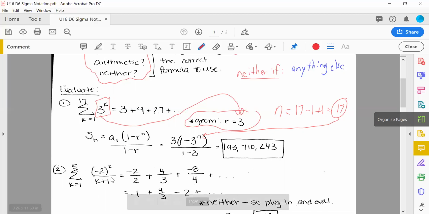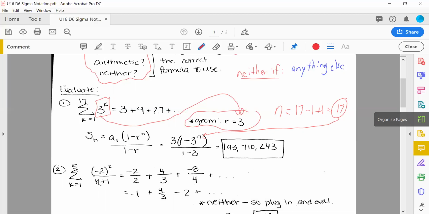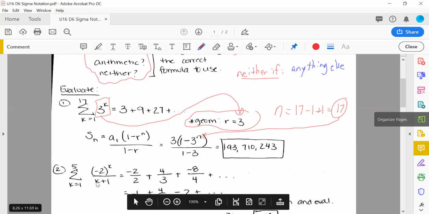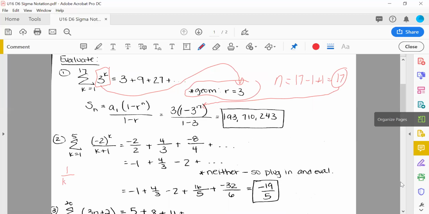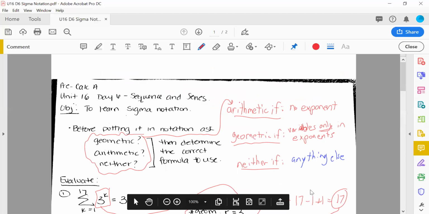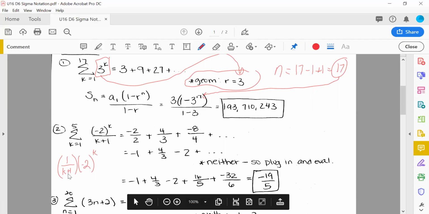All right, let's check this one out. Ooh, this one certainly looks geometric right here, doesn't it? Something raised to a variable exponent, but there's another variable lurking in the problem. It's in the denominator. Or if you wanted to change this to multiplication, it would be 1 divided by k plus 1 times -2 to the k power. Bottom line, in order to be geometric, you can have variables only up in the exponents. This definitely has a variable as an exponent, but it also has a variable as what would be the first term.